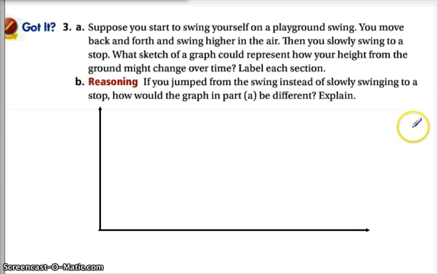Suppose you start to swing yourself on a playground swing. You move back and forth and swing higher in the air. Then you slowly swing to a stop. What sketch of a graph could represent how your height from the ground might change over time? Label each section. Let's not look at B right now. Go ahead and label your graph and sketch a graph. Give it a try. Pause.